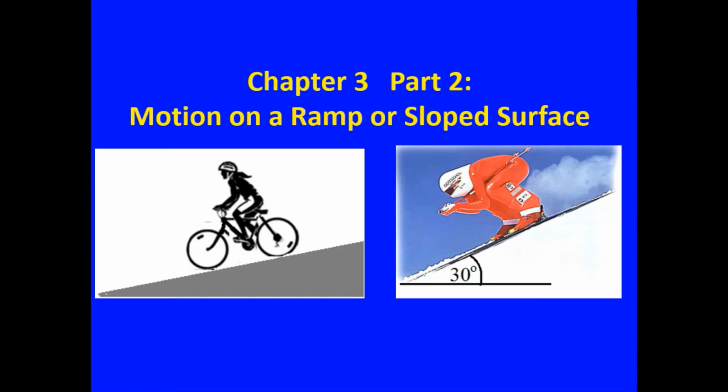In this part of the lecture, we'll look at motion on a ramp or sloped surface. We'll be looking at some examples with a bicycle riding up and down a slope, and also a skier sliding up and down a slope.